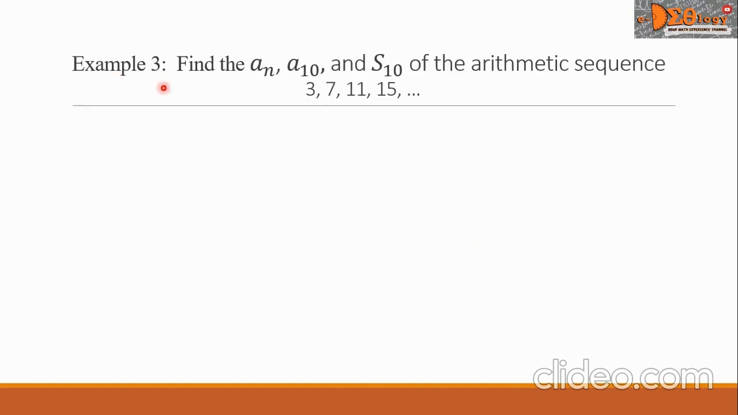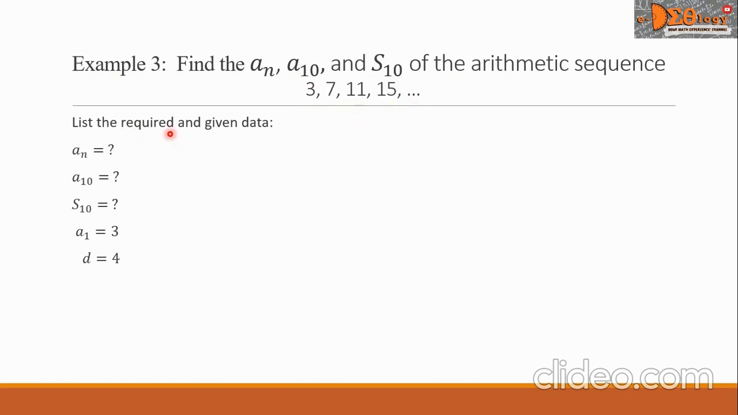Let us have example 3. Find the a sub n, a sub 10, and s sub 10 of the arithmetic sequence 3, 7, 11, 15, so on and so forth.